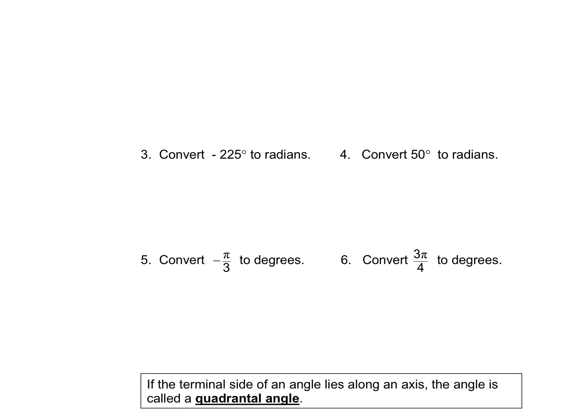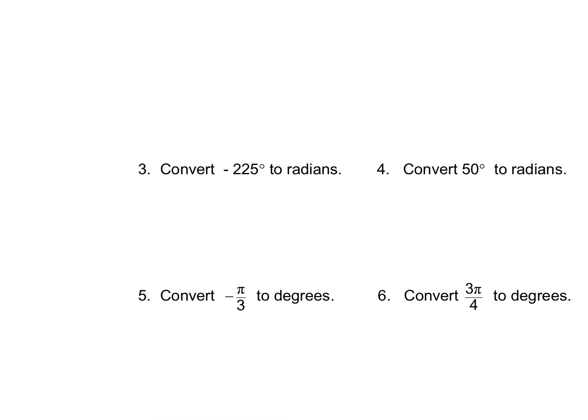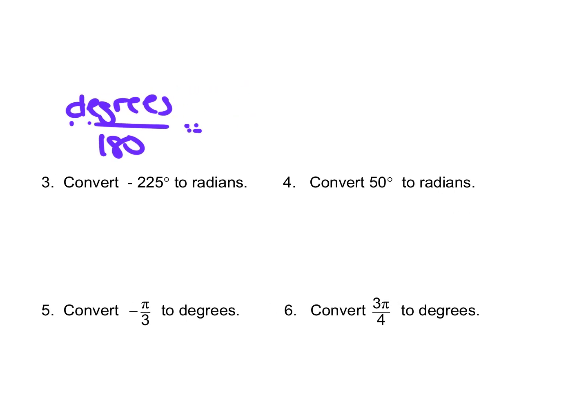In order to convert, we're going to use a simple proportion. Because we just said 360 degrees is the same as 2 pi and 180 degrees is the same as 1 pi, we're going to use the proportion degrees over 180 equals radians over pi. So to convert anything between degrees to radians or radians to degrees, we're going to use the same formula.